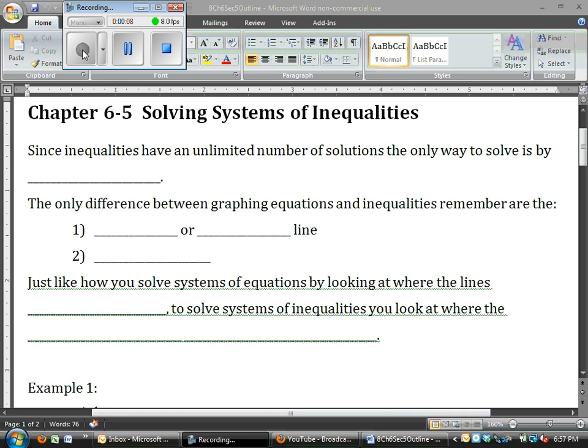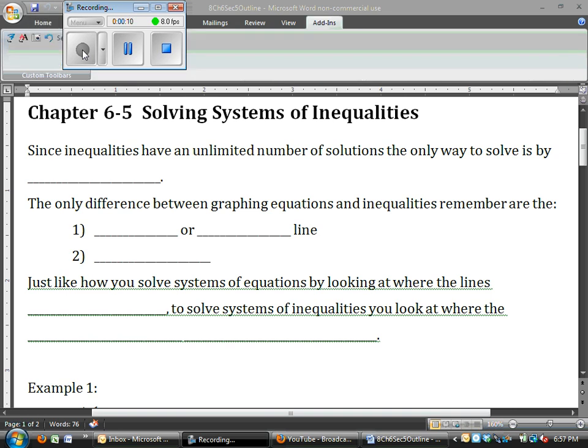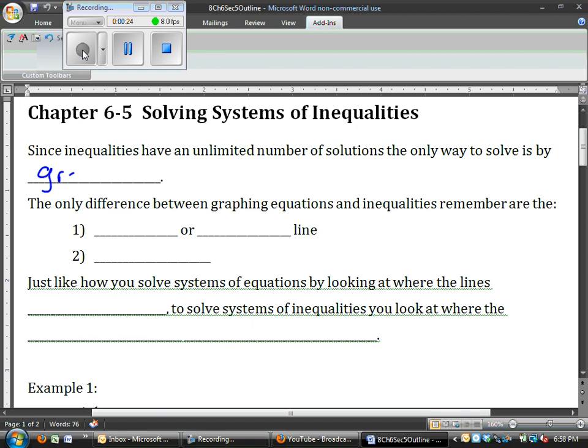We'll be solving systems of inequalities in this last section, which, as long as you know how to graph a line, is not too difficult. Okay? The reason we have to graph inequalities and can't solve them any other way is because they have an unlimited number of solutions. So graphing is the only way that we can go about showing those solutions.